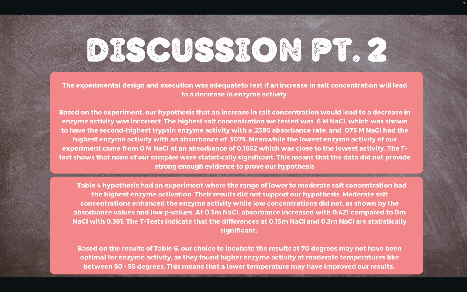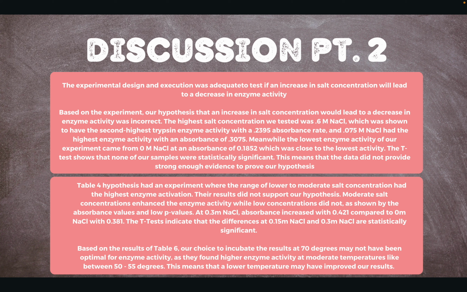The highest salt concentration we tested was 0.6 moles, which was shown to have the second highest trypsin enzyme activity with a 0.2395 absorbance rate, and 0.075 moles had the highest enzyme activity with an absorbance of 0.3075. Meanwhile, our lowest enzyme activity of our experiment came from 0 moles at an absorbance of 0.1852, which was close to the lowest enzyme activity.